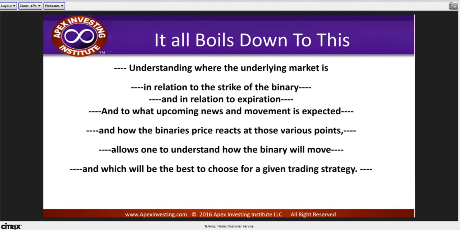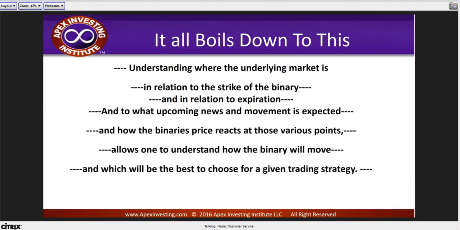In relation to expiration, at what time does it expire? And what upcoming news and movement is expected? So there's three things you need to really be aware of. Where is the underlying market in relation to the strike of the binary? Basically, where's the time right now in relation to expiration? Is it 5 minutes away, or is it 5 days away? And is there any upcoming news or movement expected between now and expiration, such as on a Forex calendar?